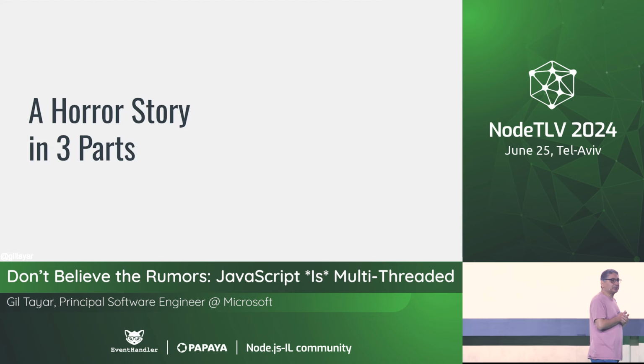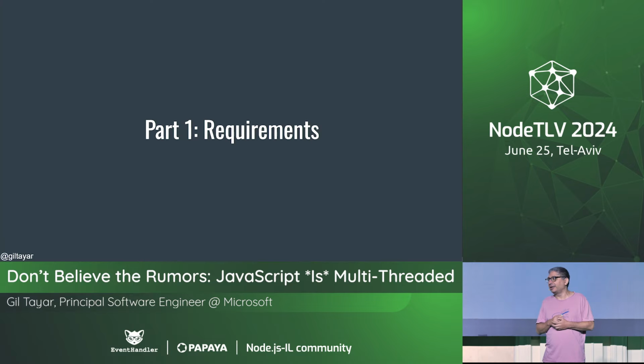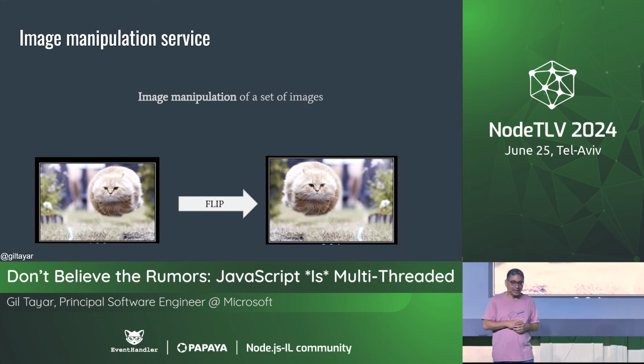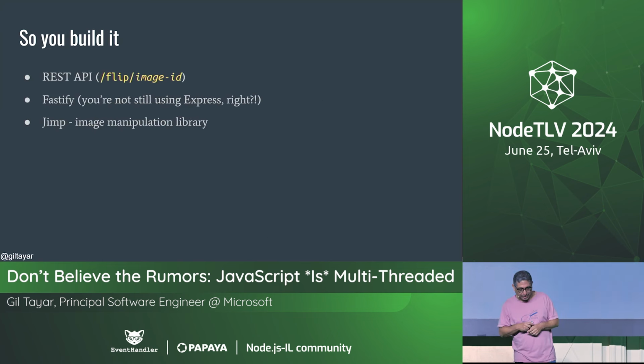Okay, a horror story. Let's start with a horror story. I love horror stories in 3 parts. Part 1, requirements. Your team lead asked you to build a service, a microservice. It's an image manipulation service. It manipulates a set of images. This is a toy service. It's not really production grade or anything.